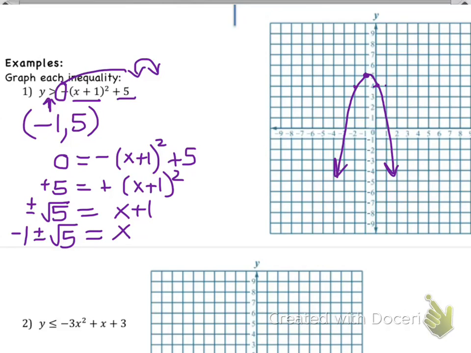Okay. So the main thing is, now looking at the actual inequality, I have a less than sign or a greater than sign. And so instead of having a solid line, I should have a dotted line. So I'm going to go back and redraw my parabola with a dotted line. There you go. Okay, beautiful.